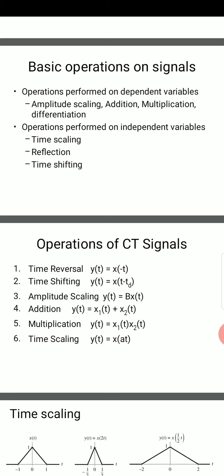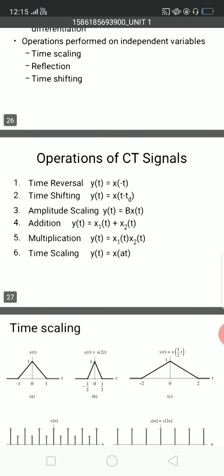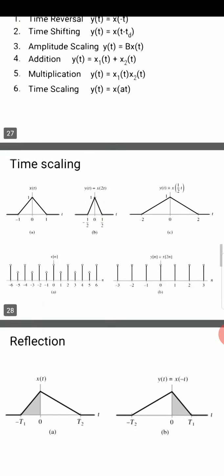What is amplitude scaling? That is y(t) = b x(t). That is amplitude scaling. Addition: y(t) = x1(t) + x2(t). Multiplication is y(t) = x1(t) x2(t). Time scaling is scaling by time, x(at). This is a property, and time scaling applies in both the discrete domain and the time domain.